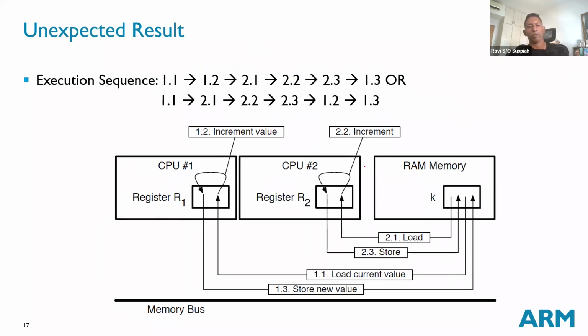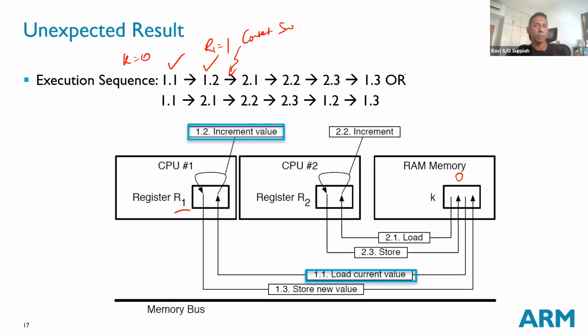Now, what if there is a context switch in the middle of one of the tasks? So I take task 1, I load the current value, I increment the value. Initially k is 0, but after the increment, inside register R1, the value is now 1. But before I can write back, there is a context switch here.